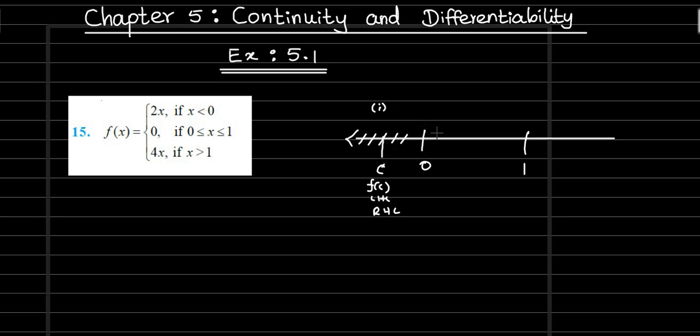Next is at x equal to 0. The breaking point at x equal to 0 will be our case 2. At x equal to 0, we have to check the continuity: f of 0, left hand limit at 0, and right hand limit at 0. All three things are required.